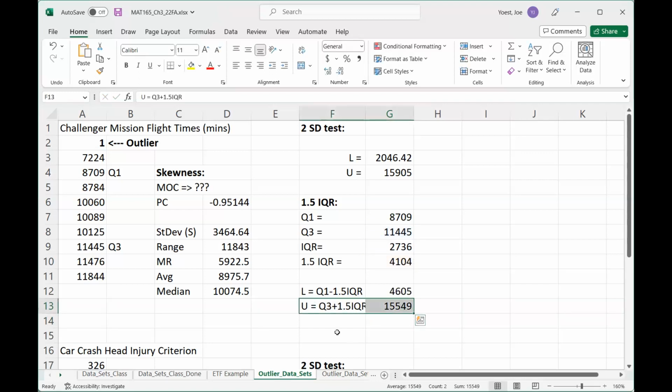I get an upper bound that's about 15,000 or so. Again, I see no positive outliers. I get a lower bound of about 4,600. And again, I see that 1 is the outlier.